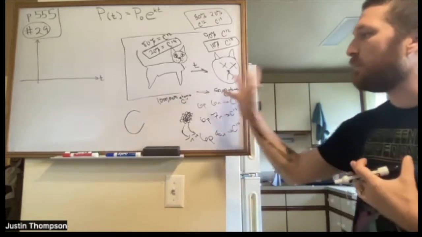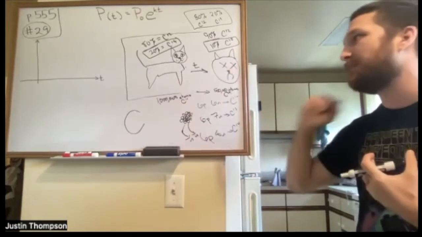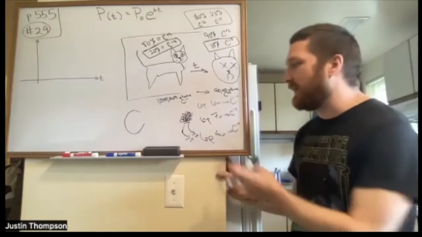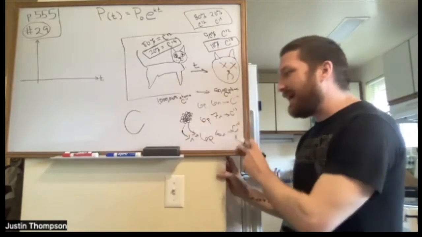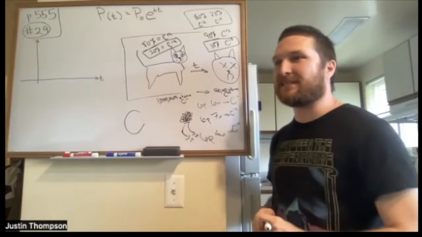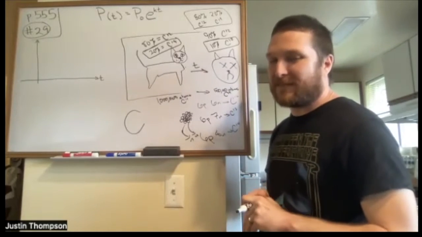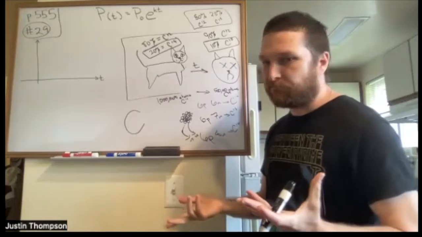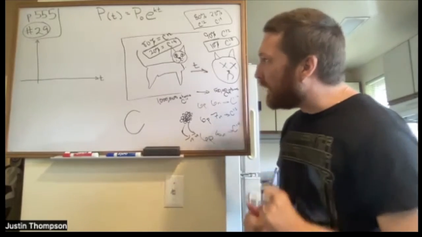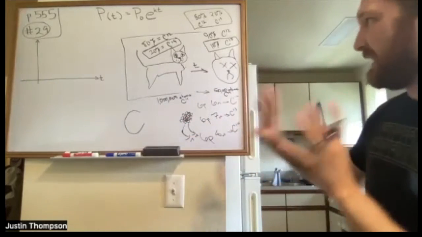The reason that we can figure out how long this cat's been dead is because carbon-14 decays at a regular rate. It always takes the same amount of time for half of the carbon-14 to go away. And so, okay, let's do that first. Let's figure out what that is.